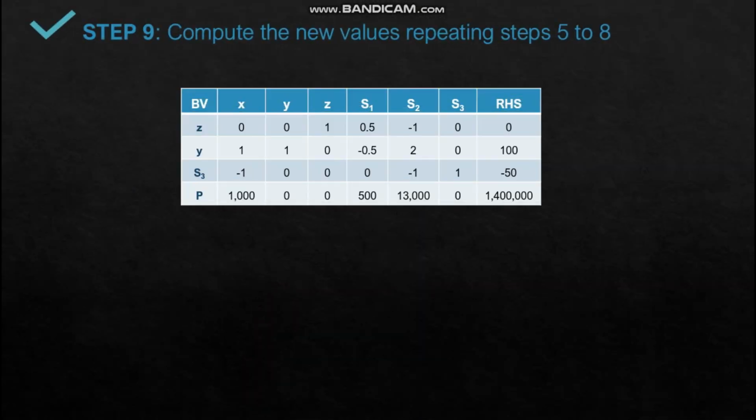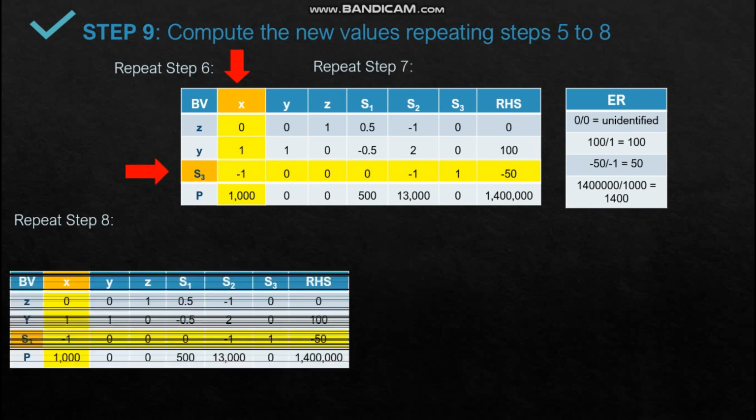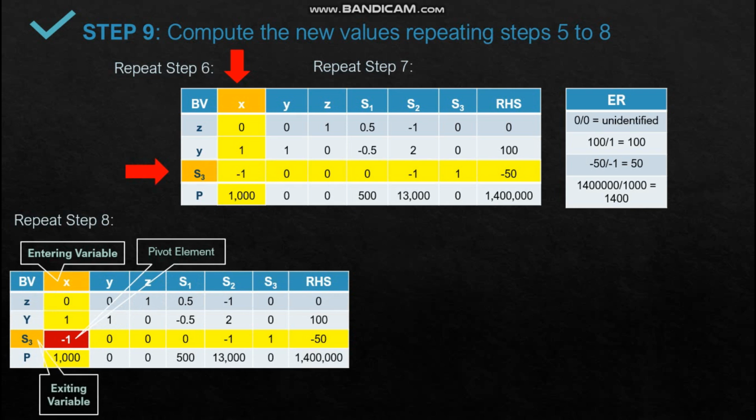We already have our two variables, and we have the last one, which is x. So we have to go through steps 5 to 8 again to find the last variable. Repeating step 6, selecting the pivot column, we have the x column. For step 7, we select the pivot row, which is the last one, S3. Then for step 8, we identify the pivot element and compute the values. Our pivot element is negative 1. The new entering variable is x, and the new exiting variable is S3. Then we go through the process again to compute the new values.